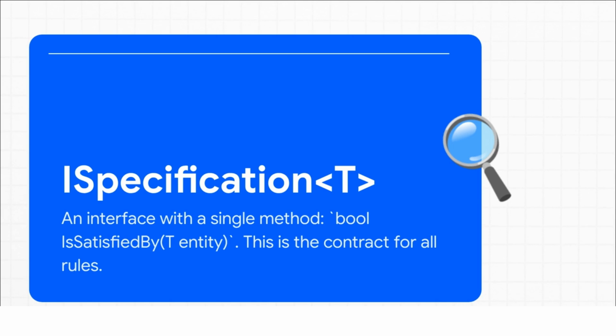And look, it has only one method, isSatisfiedBy. All this method does is take in an object, like our driver, and return a simple true or false. Does this driver satisfy the rule? Yes? No? That's it. This is the simple universal contract for all of our business rules.